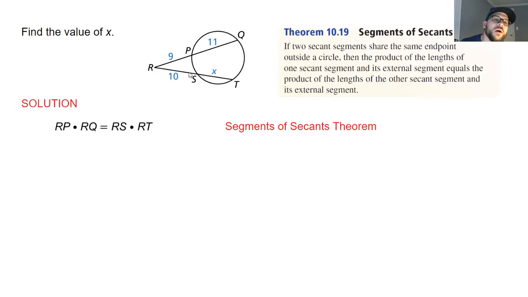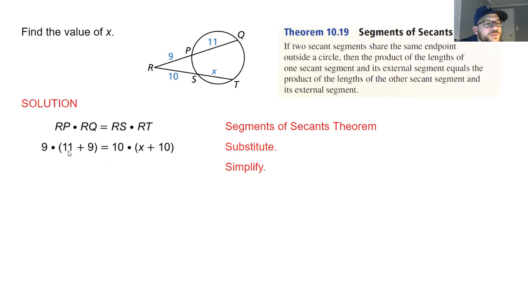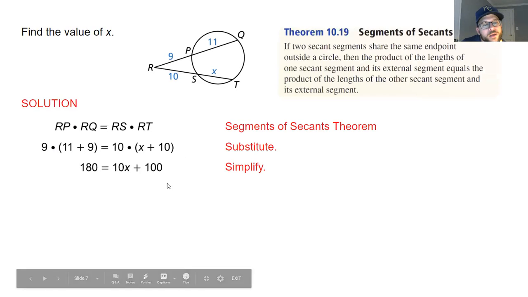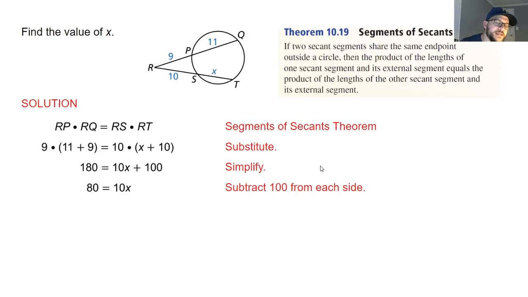RP times RQ, RS times RT. Substitute those in. The whole thing is 9 plus 11. The whole thing is 10 plus X. Then you're just going to simplify. You can do PEMDAS in here first, so you would get 20 times 9 to get 180. And then to do the 10, you would distribute because you have your variable. Subtract 100 on both sides to get 80, and then you divide by 10 to get X equals 8.